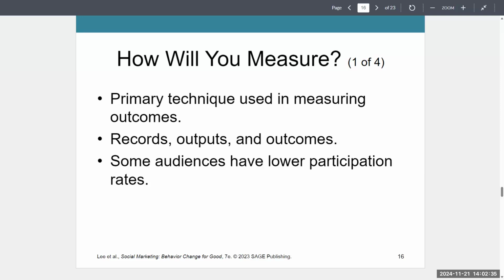So there's a difference between records, outputs, and outcomes. Records document specific actions taken, such as the number of outreach events conducted. How many events have you put on? What are the things that you did at those events? Those are records. Outputs measure the immediate results, such as the attendance at an event. An outcome, on the other hand, assesses long-term impacts such as sustainable behavioral change. So those are the differences between the three.